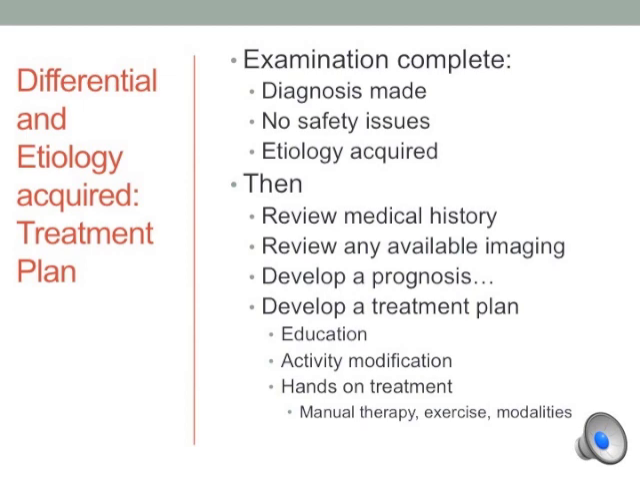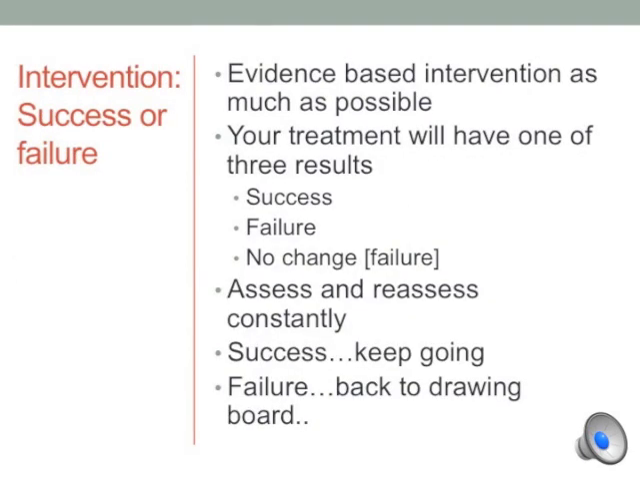Now that we're done with all the examination, the diagnosis is made, there are no safety issues, and the etiology is acquired, we can then go in and review the medical history and the imaging. It's important not to do that beforehand so that we don't pre-bias our conclusions. We can also then move on to developing a specific prognosis and a treatment plan, which will include the most important concepts of activity modification, hands-on treatment, and our physical and manual modalities that we like to use.